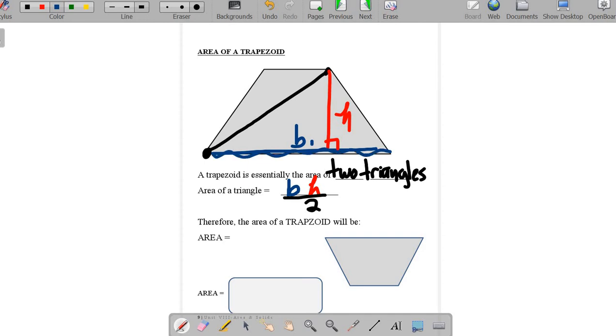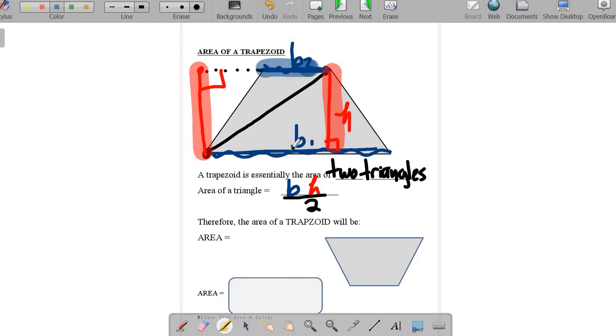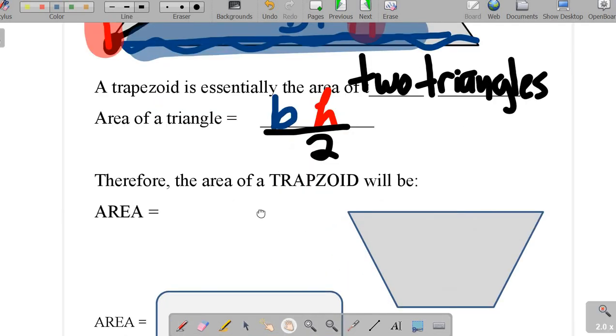So we're going to call this one base 1. This would be the base of that triangle, base 2. Because that one's obtuse, the height would be out here, technically. But you can see that you have the same height for both these triangles. You have the same height, but you have two different bases. Keep that in mind.